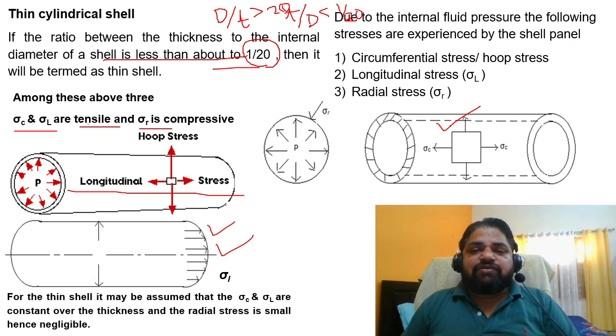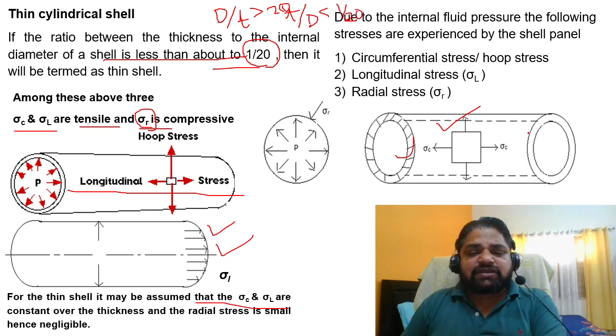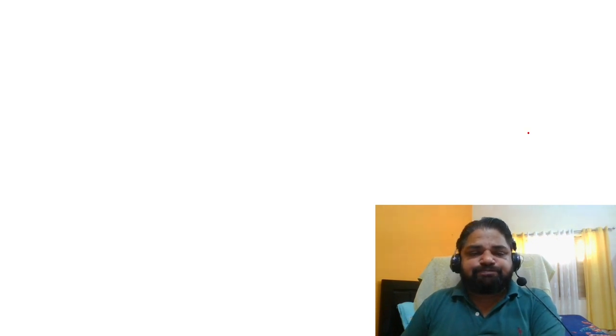For thin shells, when we talk about d by t, or sigma r, the radial direction, we are saying they are thin shells. For a thin shell, it may be assumed that sigma c and sigma l are constant over the thickness. The thickness is throughout the same, so they are not varying. So the radial stress is negligible for the case of a thin cylinder.